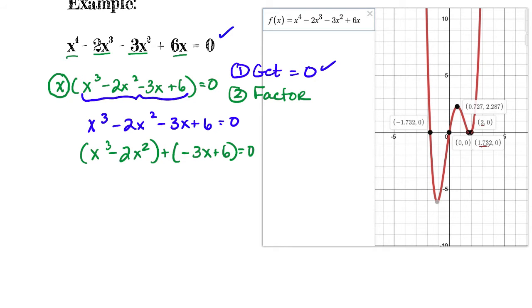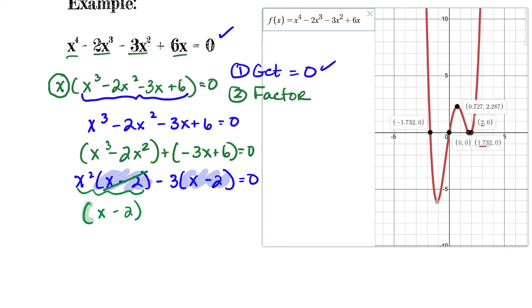We GCF, take an x squared out, take a negative 3 out, and we can see our common factors here are x minus 2, so we pull that out front. When we take it out of this first term, we're left with an x squared. We take it out of this second term, we're left with this minus 3. And I'm going to bring this x down. So there is my complete factorization. Now I may try to factor this x squared minus 3. It's 2 terms. It's x squared. It could be a difference of squares, but 3 is not a perfect square. So that is step 2. We've completely factored it.